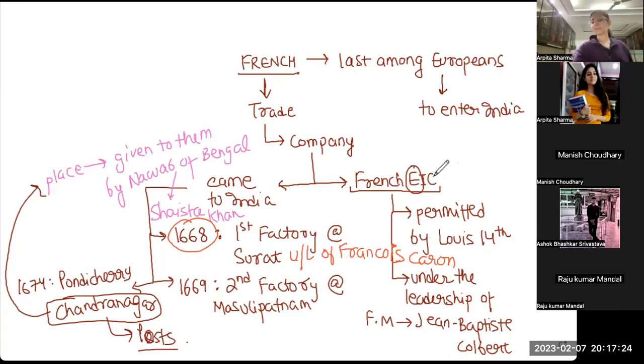Chandranagar is located near Palakkad in Kerala. Near Kerala.